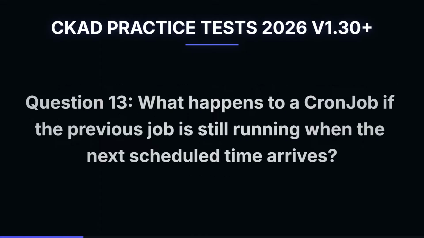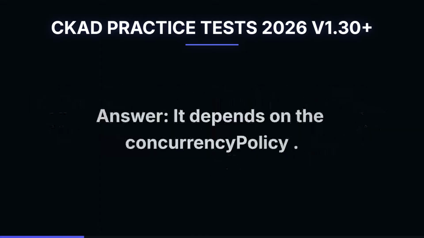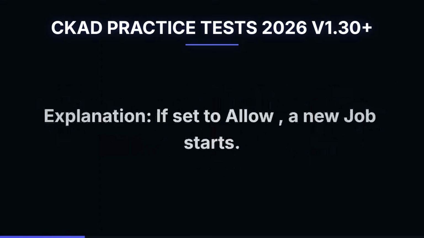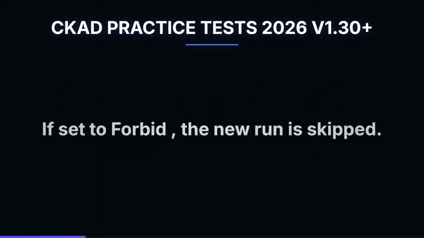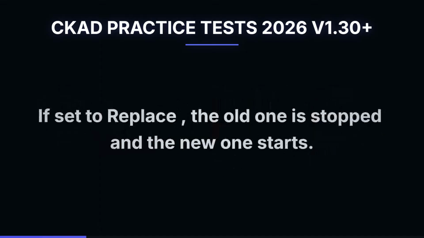Question 13. What happens to a cron job if the previous job is still running when the next scheduled time arrives? Answer: it depends on the concurrency policy. Explanation: if set to Allow, a new job starts. If set to Forbid, the new run is skipped. If set to Replace, the old one is stopped and the new one starts.